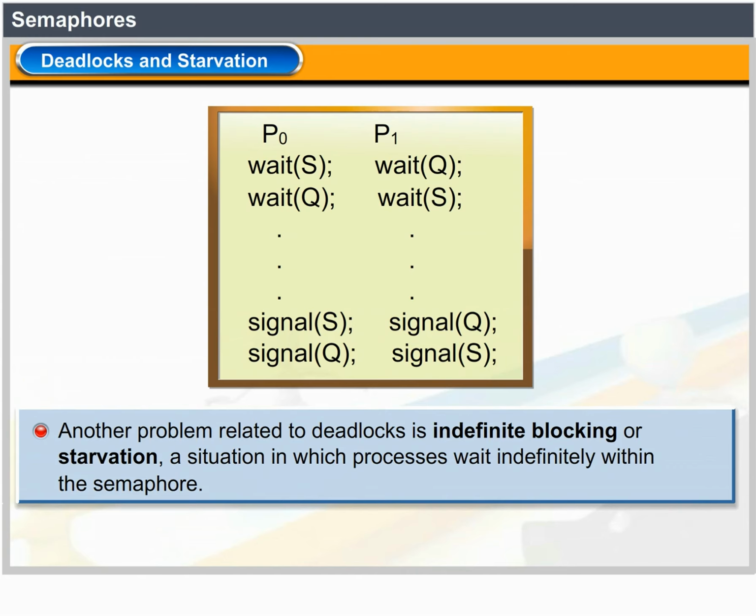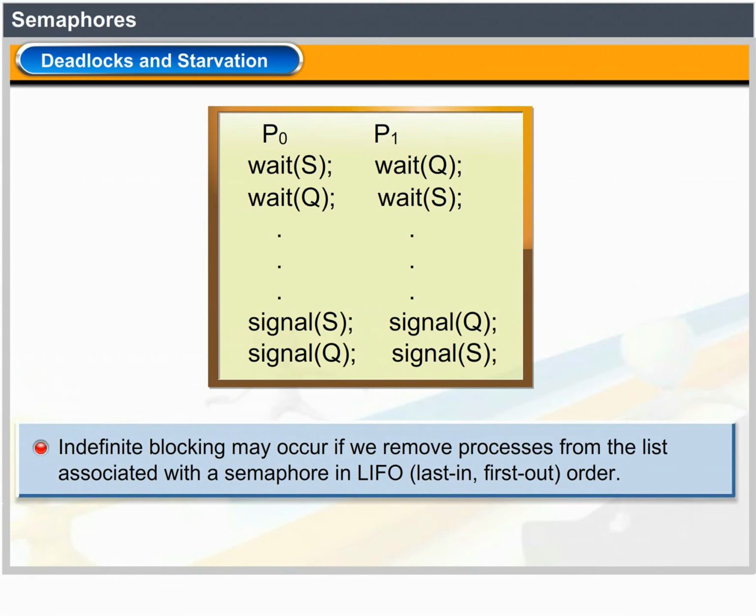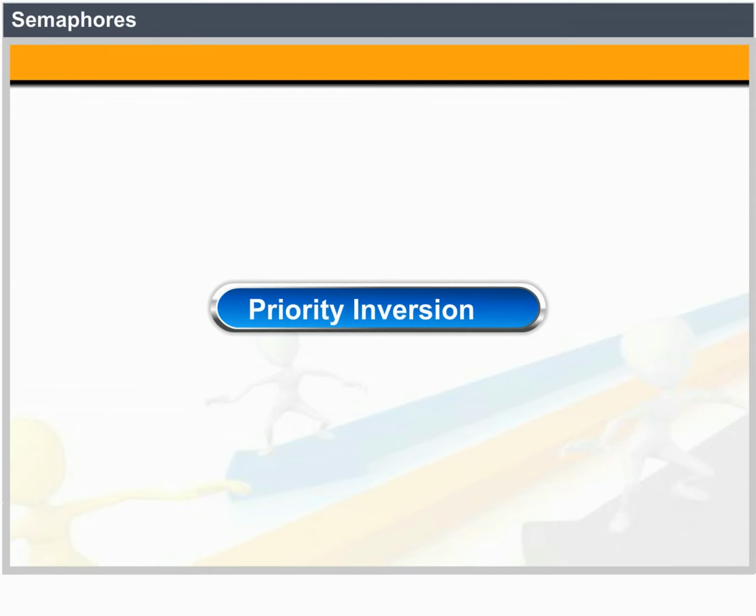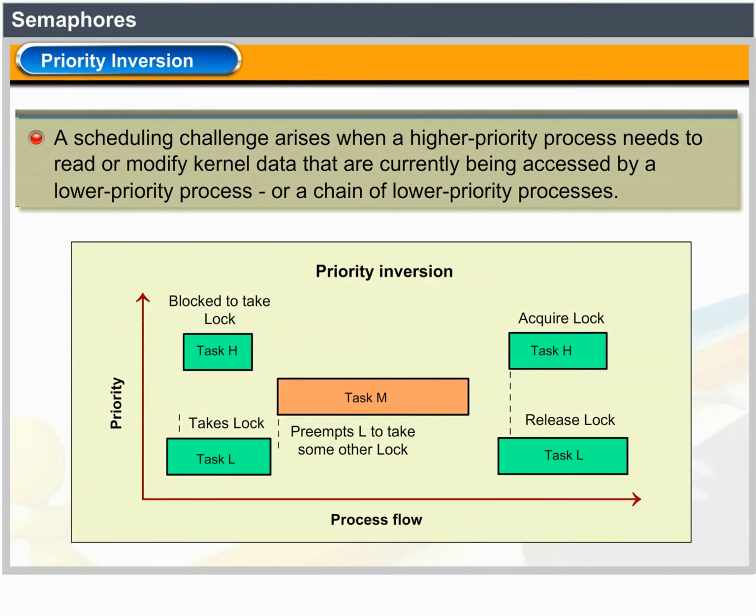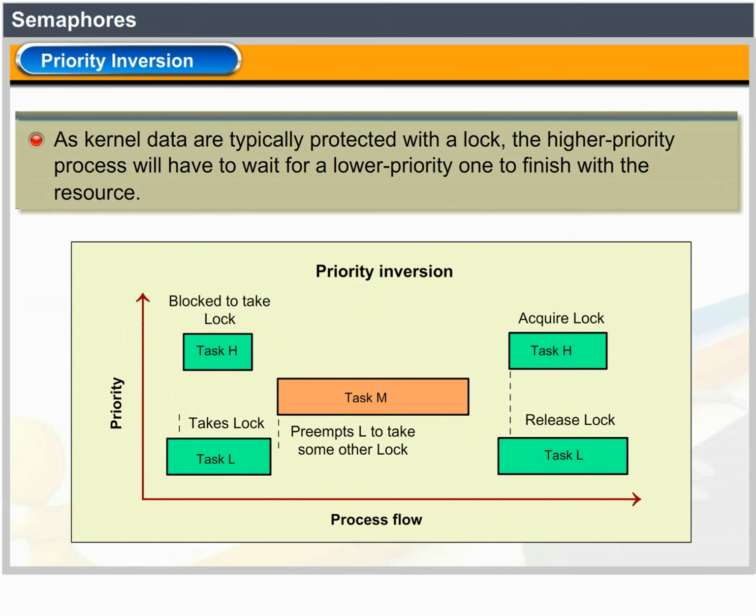Indefinite blocking may occur if we remove processes from the list associated with a semaphore in LIFO, last in, first out order. Priority inversion. A scheduling challenge arises when a higher priority process needs to read or modify kernel data that are currently being accessed by a lower priority process or a chain of lower priority processes. Since kernel data are typically protected with a lock, the higher priority process will have to wait for a lower priority one to finish with a resource.